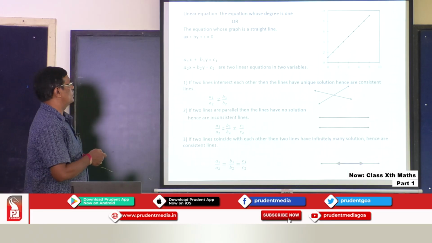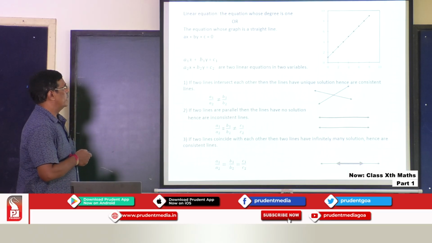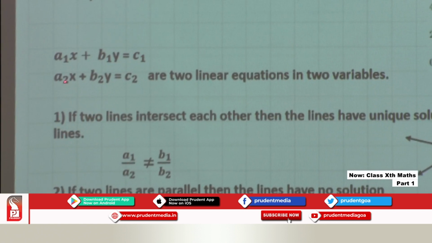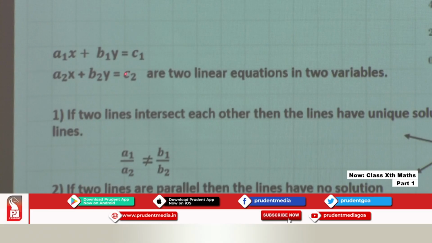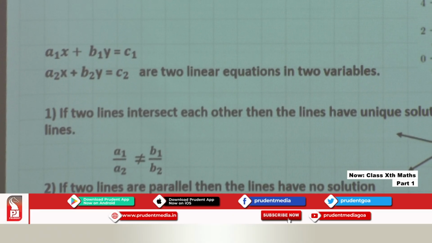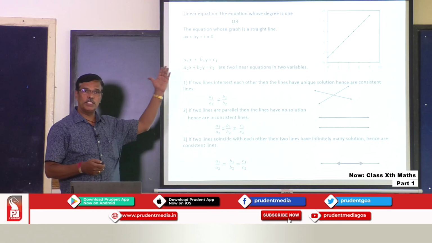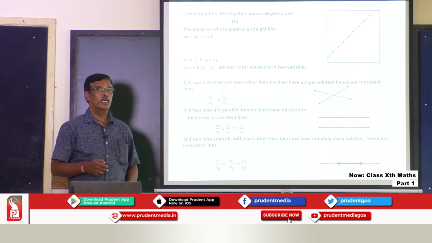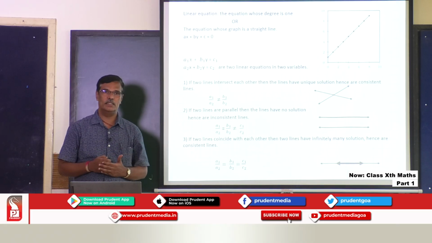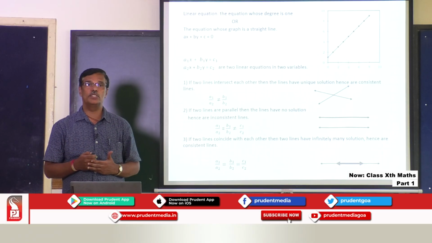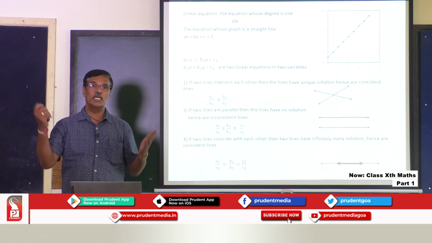Now let us take two examples here. I will take a1x plus b1y is equal to c1 and a2x plus b2y is equal to c2. These are two linear equations in two variables. Now these two equations represent two lines. These two lines can be intersecting lines, these two lines can be parallel lines, or these two lines can be coincident lines.